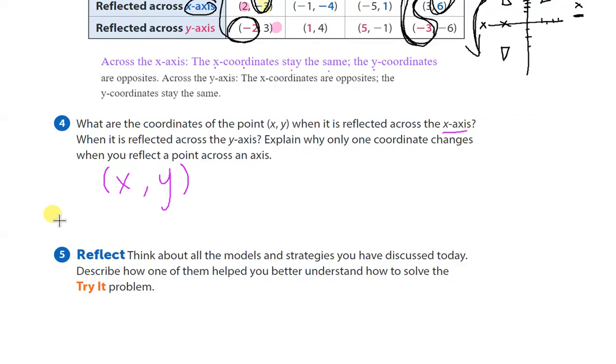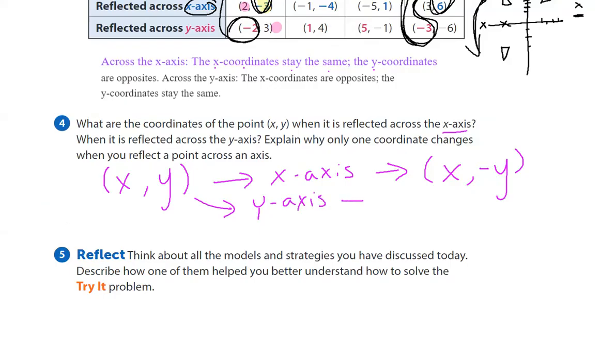So it goes across the x-axis, it will become: x coordinates stay the same, y coordinate is the opposite. Now let's go across the y-axis. The y coordinate stays the same, but the x is the opposite.